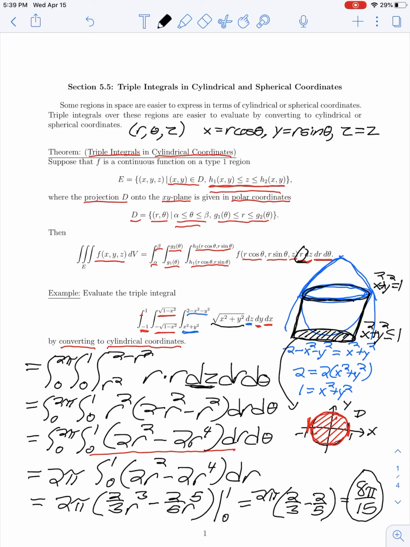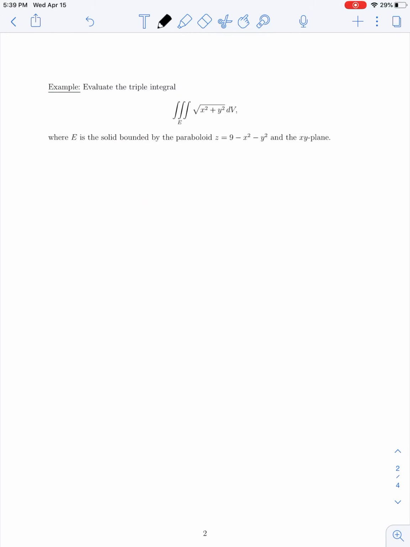So let's look at another example. In our next one, we're asked to evaluate the triple integral of the square root of x squared plus y squared over the solid region E, which we're told is the region bounded by the paraboloid z equals 9 minus x squared minus y squared, and the xy plane, which is the plane z equals 0. So let's start by visualizing our region of integration here.